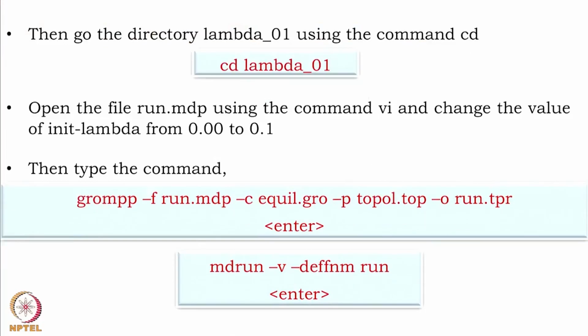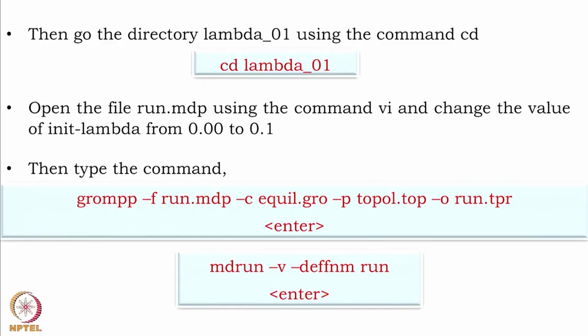So now you will go to the lambda 01 directory. So here also you change your init-lambda value in the run.mdp file from 0.00 to 0.1. So you have to change that in each of the directories. Whatever actual lambda I want. Yeah, because the starting lambda point is 0, but as you change the directory, your lambda point will also keep on changing. Right.